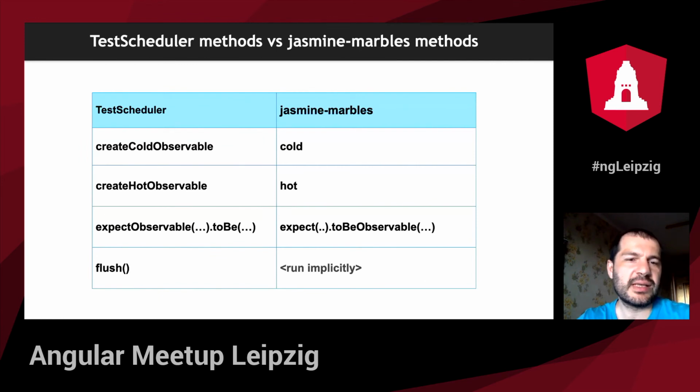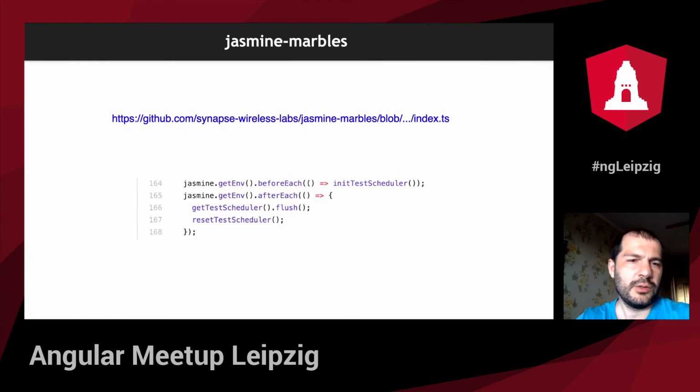Here is a comparison table of how helper methods are named in TestScheduler and in the jasmine-marbles library. They're actually the same methods under the hood, since jasmine-marbles just wraps original TestScheduler methods. You already noticed that jasmine-marbles calls TestScheduler flush implicitly. How is it implemented? Here is a part of jasmine-marbles source code. It just defines an additional afterEach handler for that and calls the flush method. So we should not call it by ourselves.